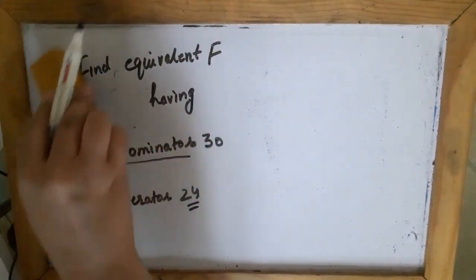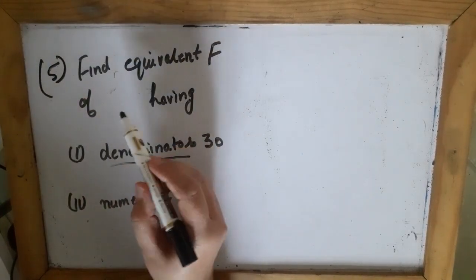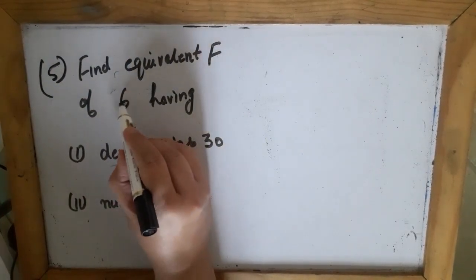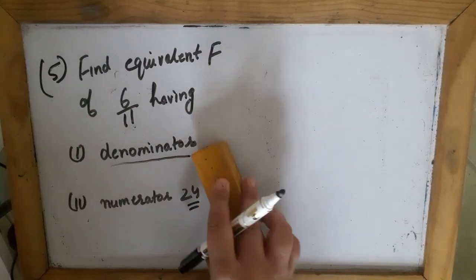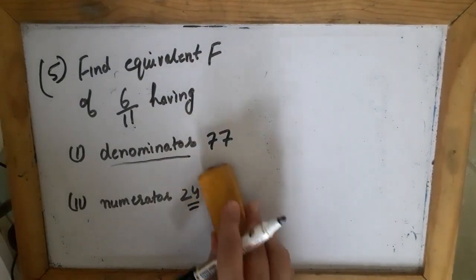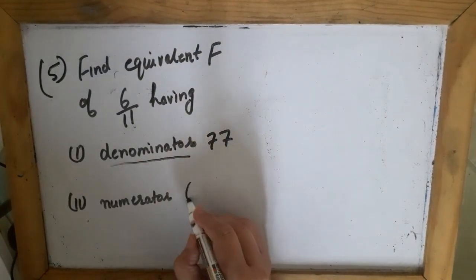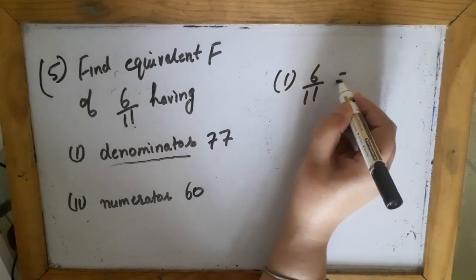Now let me take the fifth part. In the fifth question they are saying find the equivalent fraction of 6 by 11 having the denominator 77 and the numerator 60. Now they are asking you to find the equivalent fraction of 6 by 11.